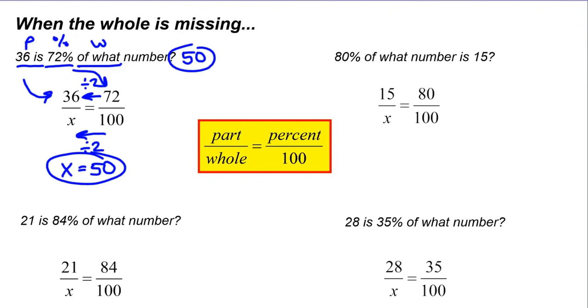80% of what number is 15? So again, here's my percent. That's the easiest one to find. Of what? The whole is missing. Is 15? That's the part. So 15 out of what would be 80%.